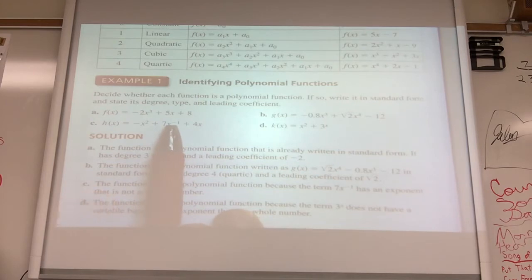Here's a problem. You have x squared, but then you have x to the negative 1. So that negative 1 is that fraction that I was talking about earlier. So that is not a polynomial function.